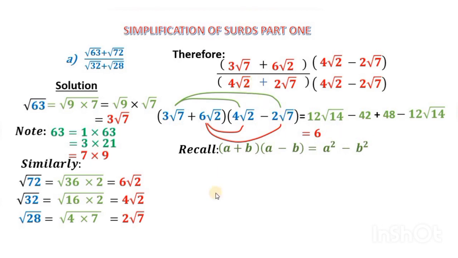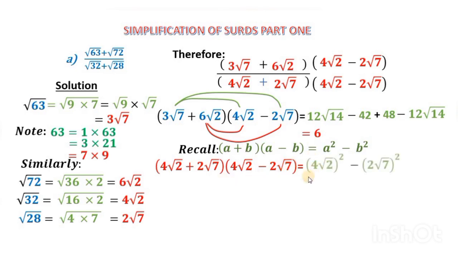Now applying that to the denominator, this is the denominator. We have 4 root 2 plus 2 root 7 times 4 root 2 minus 2 root 7. So this is a difference of two squares, and therefore we're going to have 4 root 2 squared. Remember, 4 root 2 corresponds to A and 2 root 7 corresponds to B. And therefore we are going to have A squared, that is 4 root 2 squared, minus B squared, which is 2 root 7 squared.